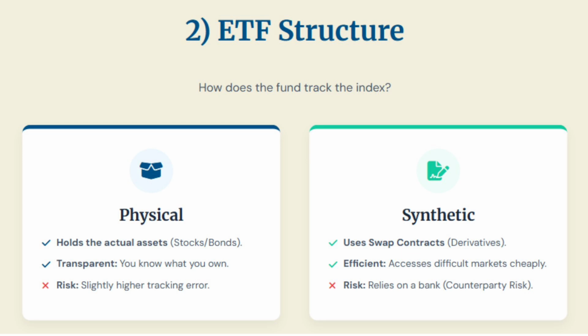So, what's the difference? Physical replication gains exposure to the performance of an underlying index by holding all, also called full replication, or a portion, typically known as optimized or stratified replication of the underlying assets. While synthetic replication, on the other hand, gains exposure to the performance of an underlying index through swap arrangements.